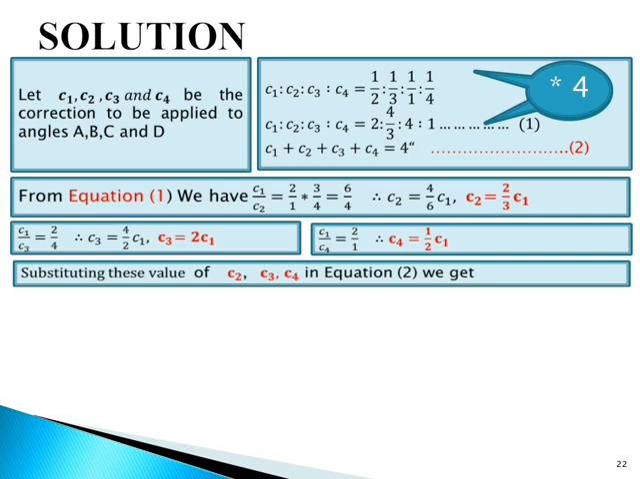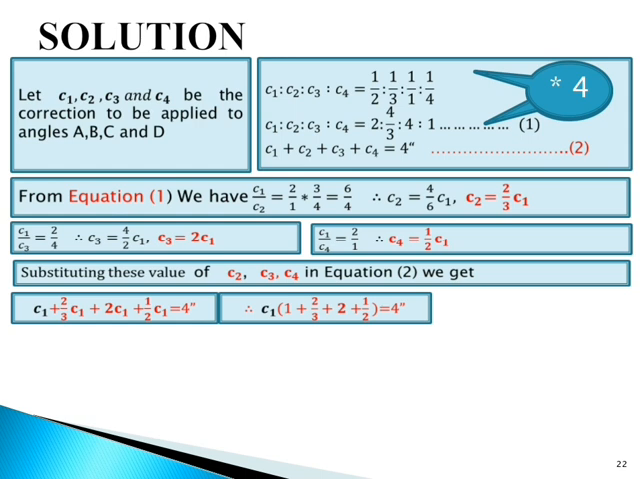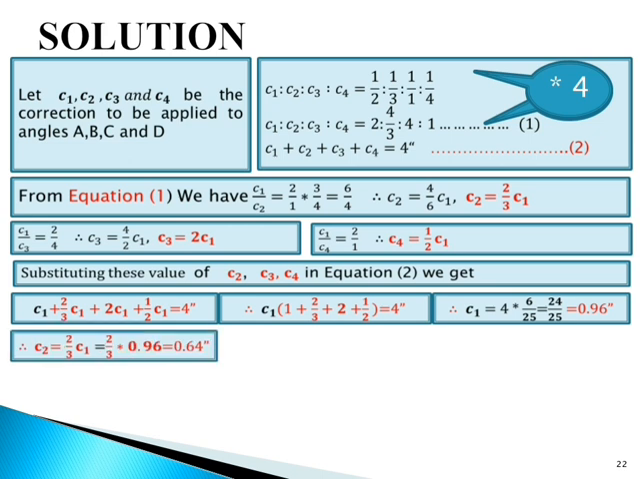So substituting these values of C2, C3, C4 in equation 2, we get C1 plus 2 by 3 C1 plus 2 C1 plus 1 by 2 C1 is equal to 4 seconds. Therefore we take C1 common. So 1 plus 2 by 3 plus 2 plus 1 by 2 is equal to 4 seconds. Therefore C1 is equal to 4 into 6 by 25, which is 24 by 25. So our answer will be 0.96 seconds.